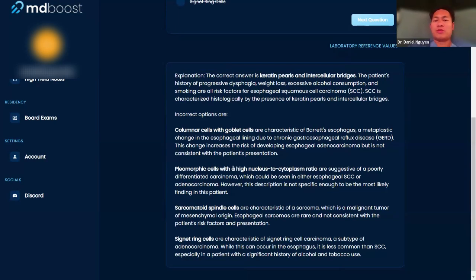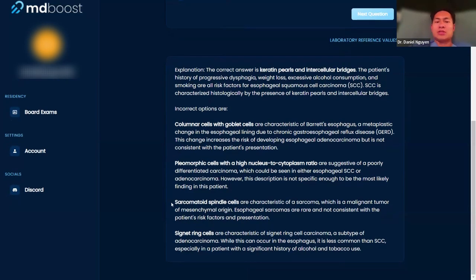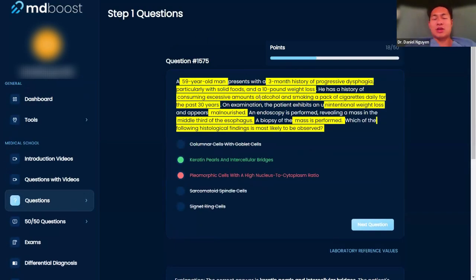Pleomorphic cells, high nucleus to cytoplasm ratio, that's usually poorly differentiated, right? And then sarcomatoid spindle cells, which is sarcoma, usually not in this area. Signet rings, like you said, is usually in the stomach. But the key thing here is that the patient has a lot of risk factors of alcohol and smoking, so it's likely squamous cell carcinoma of the esophagus.